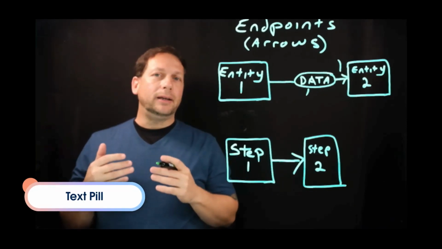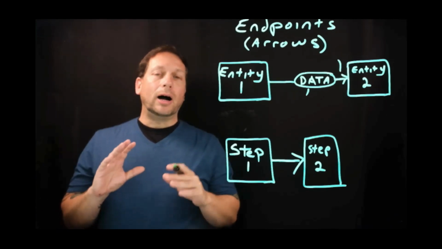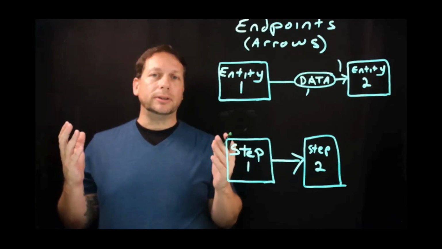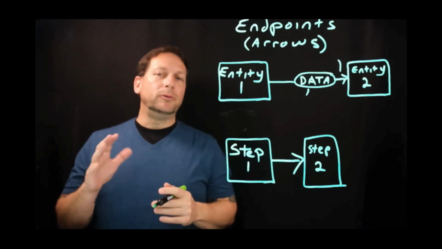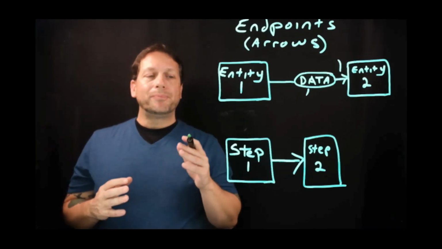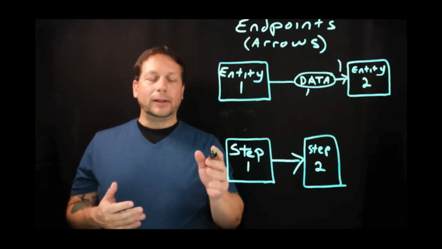One other side note, this oval shape around the word data is called a text pill, and you can add it to any connector when you want to add some additional details about that connector. Now I'm using it here in this example, but we could have really used it in any of the other connectors in this entire video, and they can be really useful when you need to add some additional context for your audience.